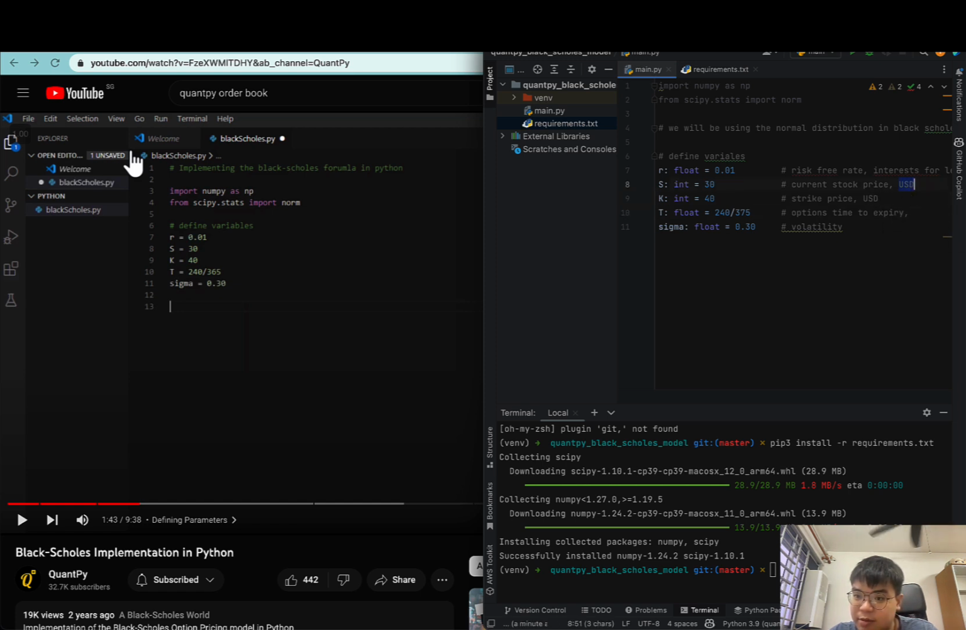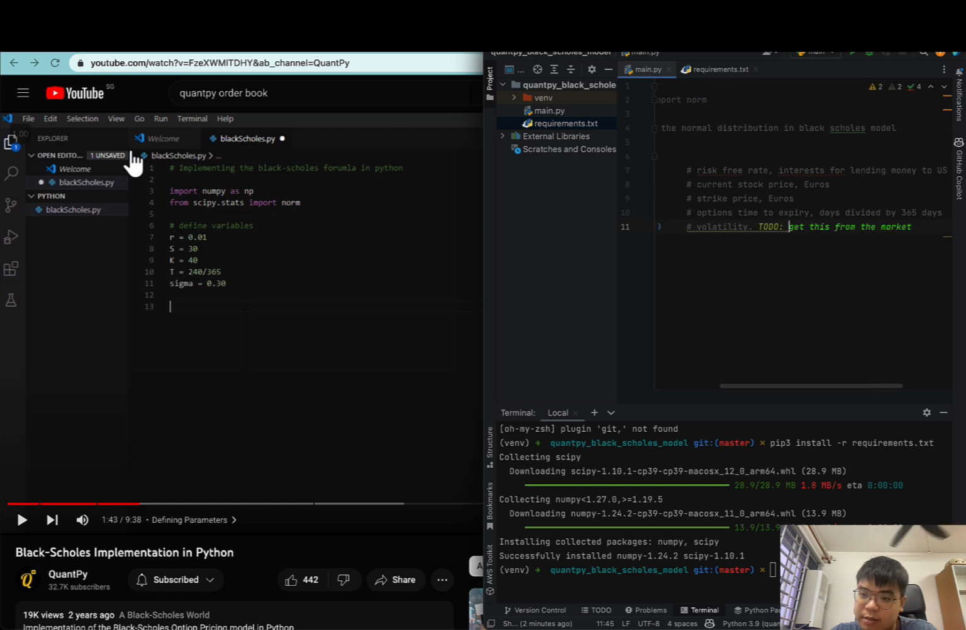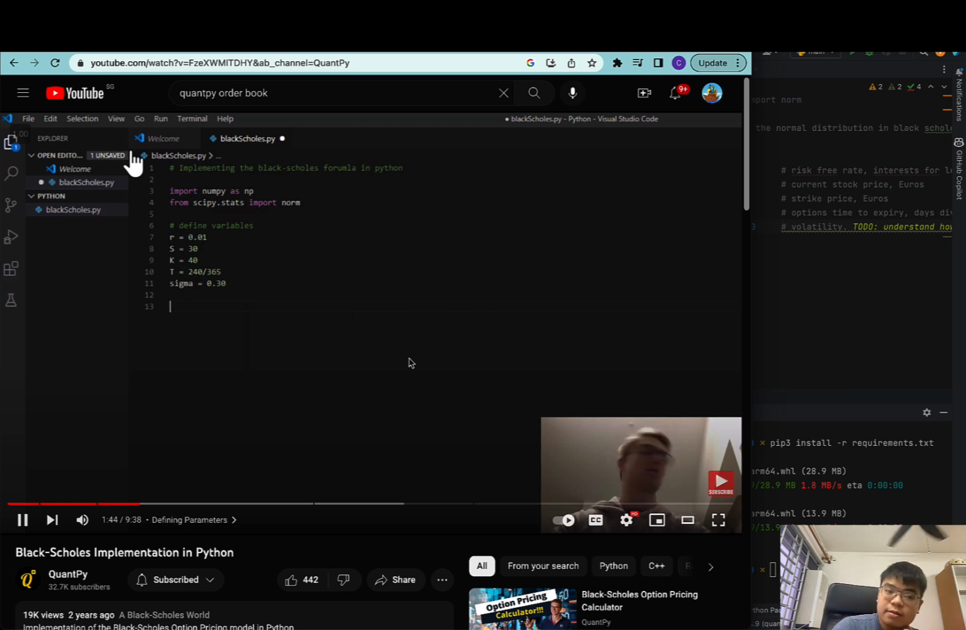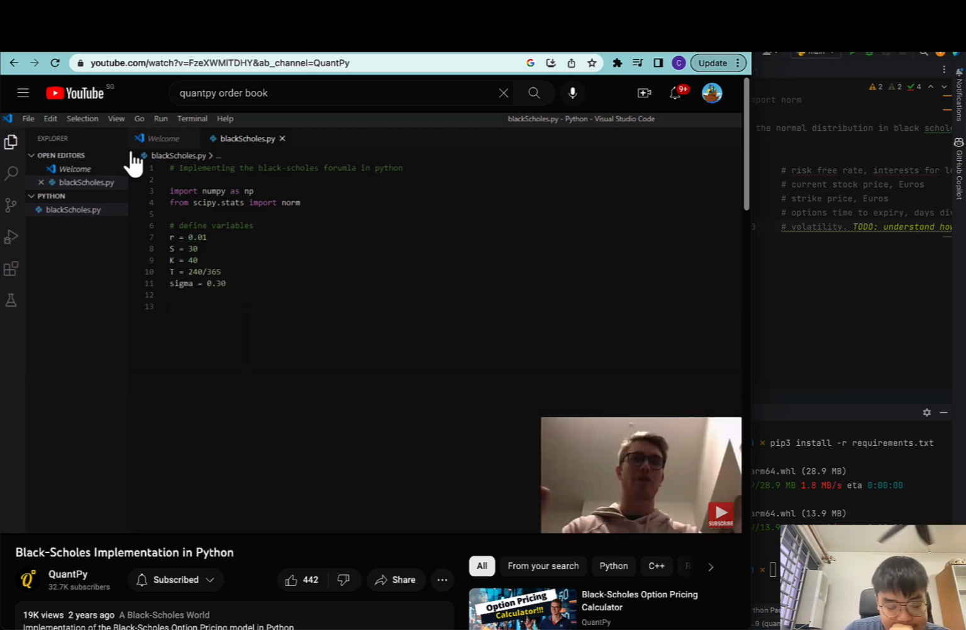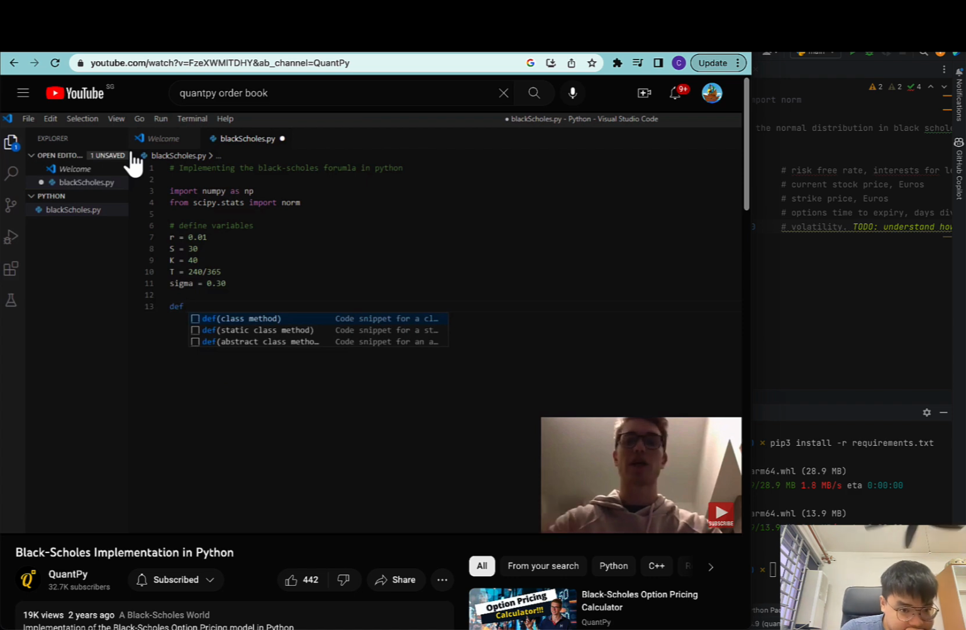And in this case, oh wait, because this is in euros, so it should be in euros. Options time to expiry would be days divided by 365 days. And volatility, there's a to-do here: discover, understand how this is derived.